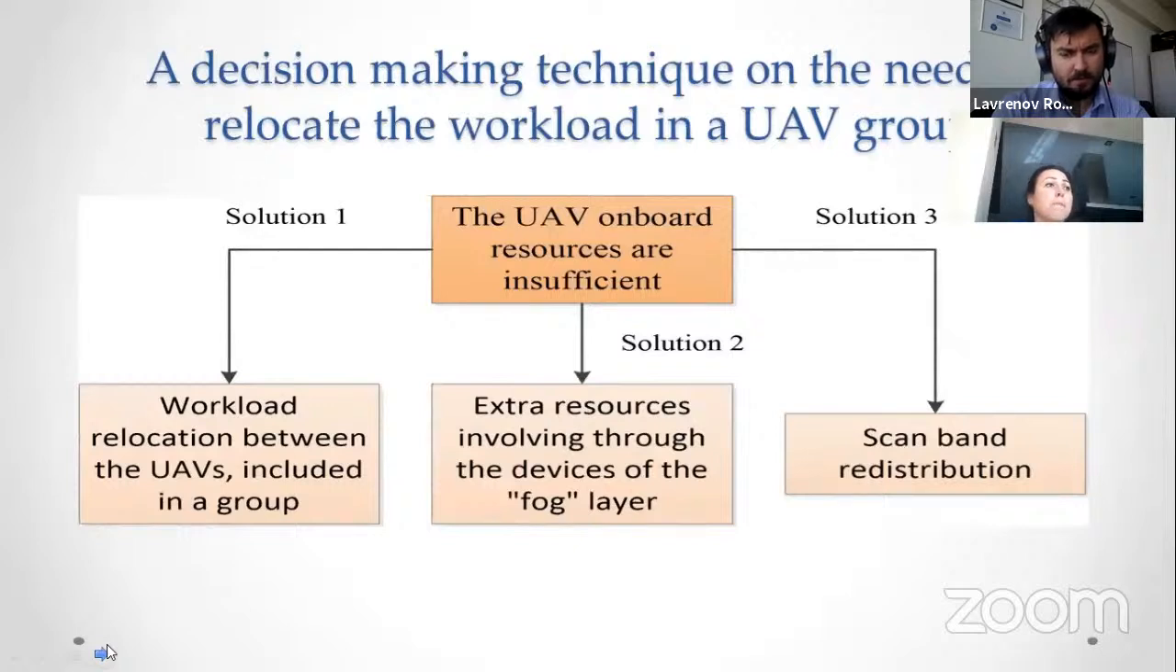The first one, workload allocation between the URVs included in a group in such a way that the mission assigned to this group is completed on time. The second one, extra resources involved through the devices of the fog layer to perform the assigned task. And the last one, scan band redistribution.